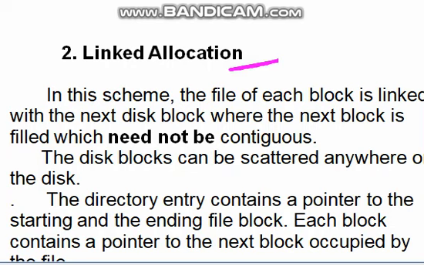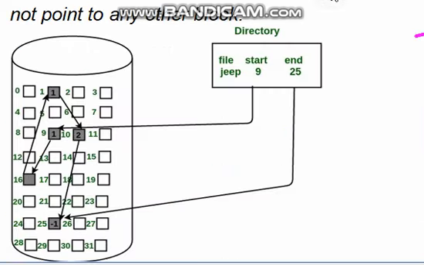In this method, each block is linked with the next block, and the next block is filled with the file. So here contiguous memory need not be allocated. It can be allocated with the pointer blocks, so disk blocks can be scattered anywhere on the disk. Okay, let us see with an example.